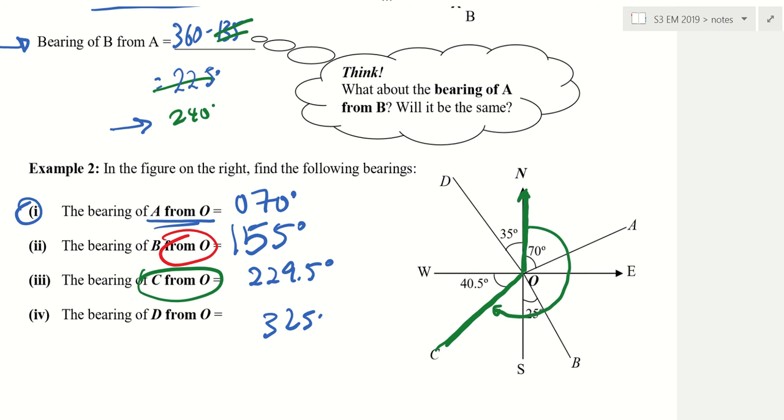Understand? So how do I calculate this? Because I know this is 90, this is 90, this is 90. So 3/4 is 270. So I will take 270 minus 40.5. Do you follow?